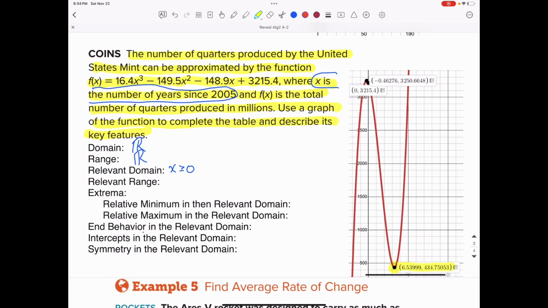And so the y value of that point is about 434.75. So the relative range will be y has to be greater than or equal to 434.75. Extrema. We do have a relative minimum down there at that exact same point. So there is a relative minimum at the ordered pair approximately 6.54 is the x value of that. And the y value again is at 434.75 estimated.